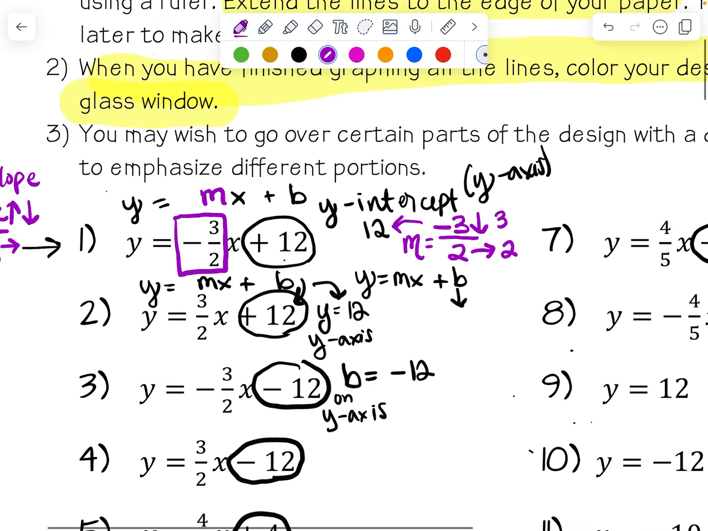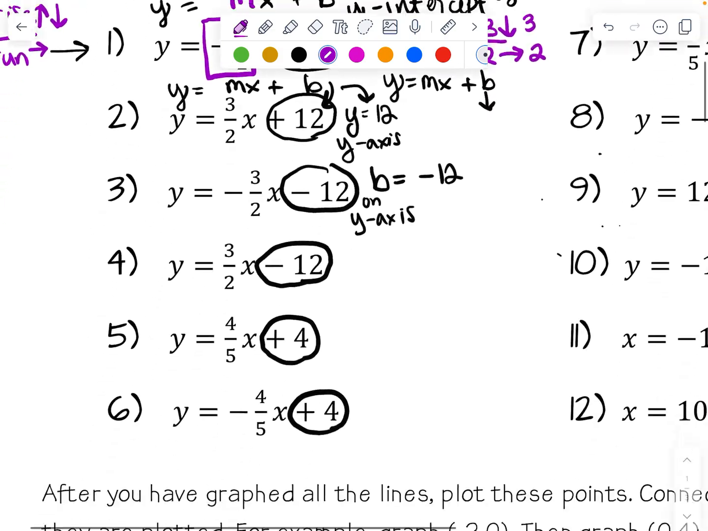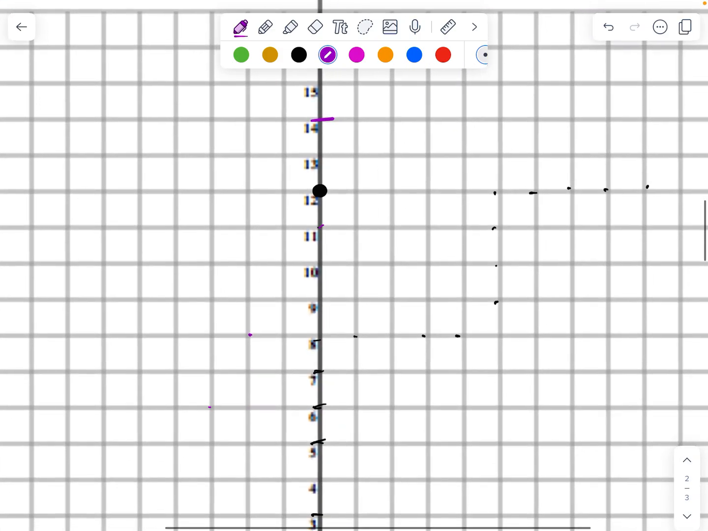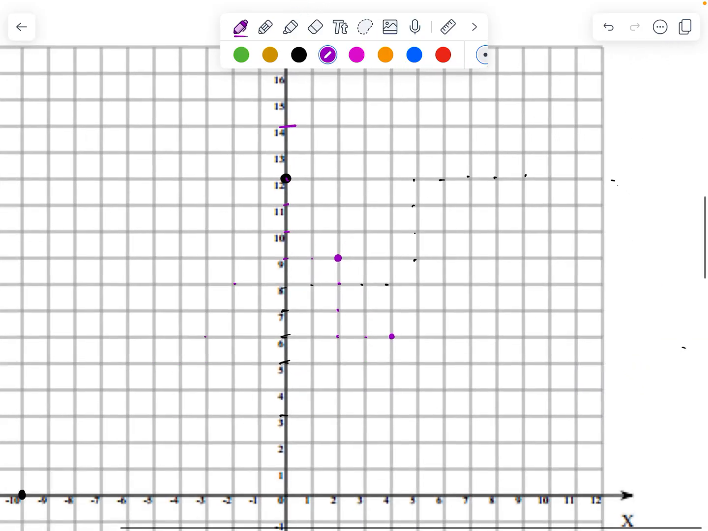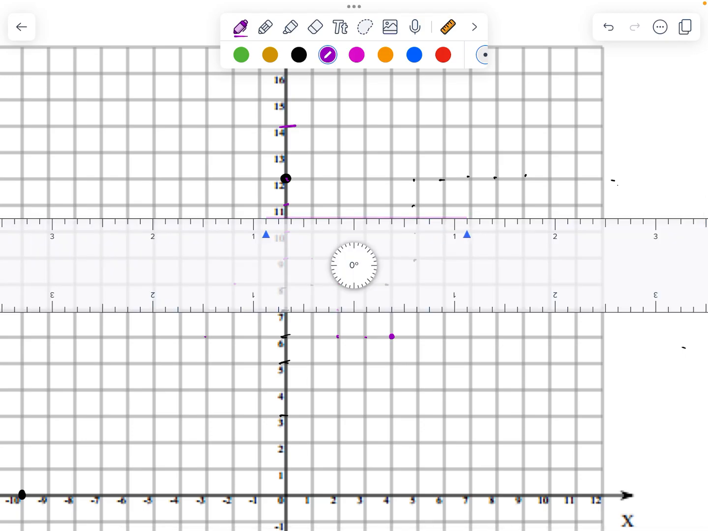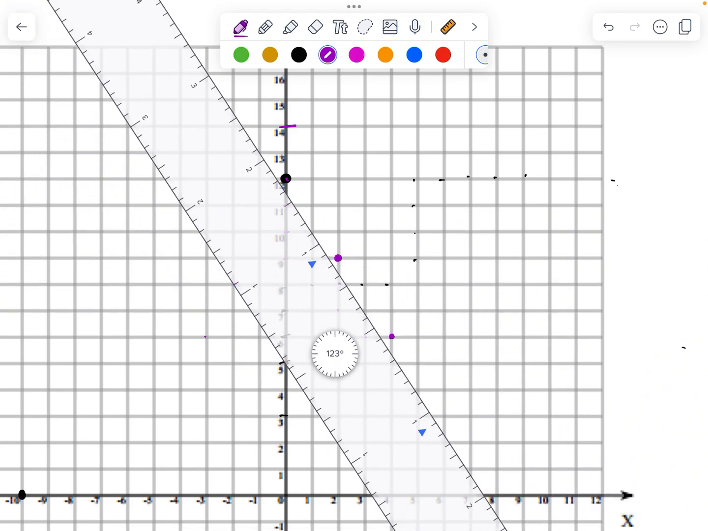So let's do that. Let's say it in our brain: down 3 over 2. From here, we're going to go down 1, 2, 3 over 1, 2, and make a point. It takes 2 points to make a line. We've got 3. I think we're okay.